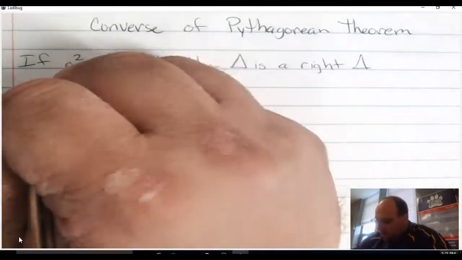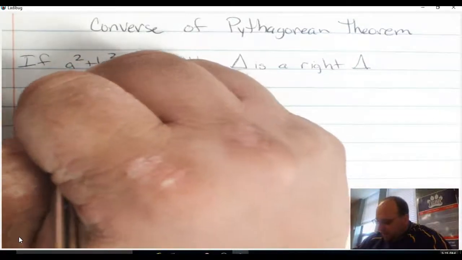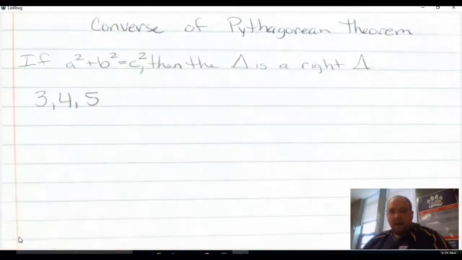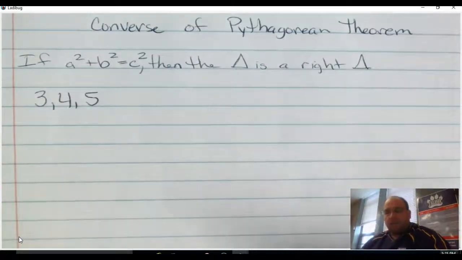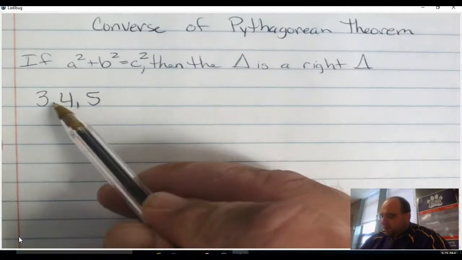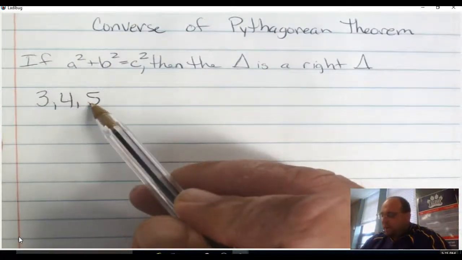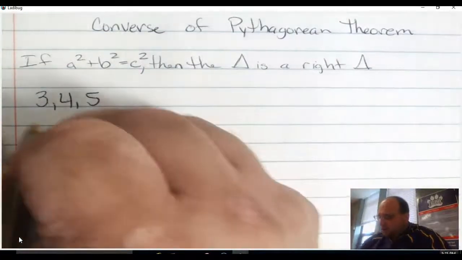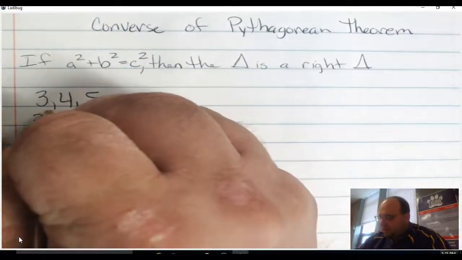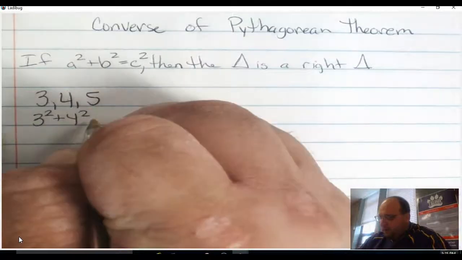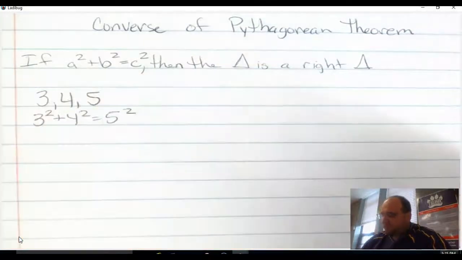So what I might do is I might have 3 lengths. 3, 4, and 5 are my lengths for my triangle. What I want to figure out is, does it form a right triangle? Okay, so 3 and 4 have to be my leg lengths because those are the 2 shortest sides. 5 has to be my hypotenuse. So I'm going to go ahead and substitute those in there. So I'm going to have 3 squared plus 4 squared equals 5 squared.